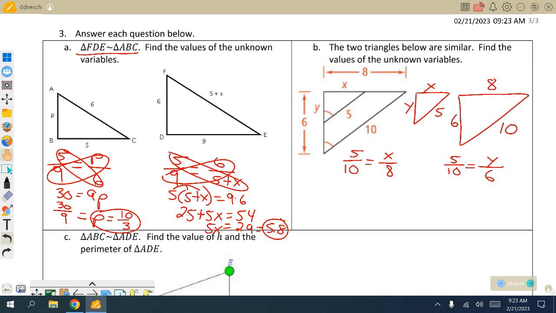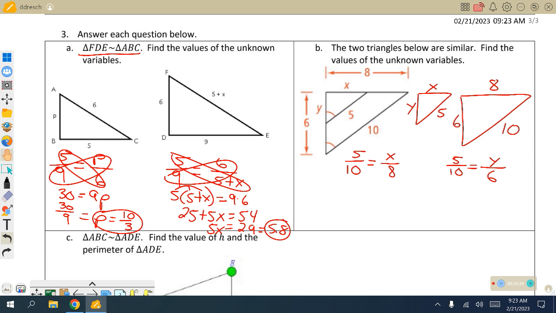What's that? It's a 3, 4, 5. How do I know it's a 3, 4, 5? Because it's 6, 8, 10. It's a 6, 8, 10 that's been doubled, right? From a 3, 4, 5.